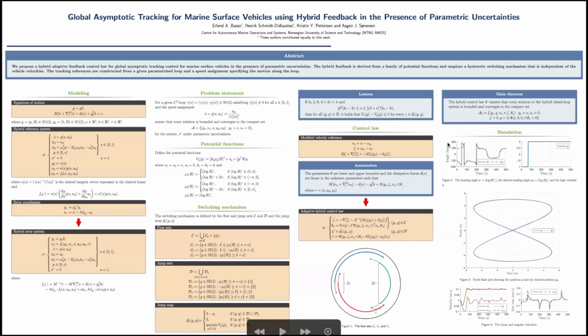Finally, we show some simulation results for a scale model ship with a desired speed of 0.1 meters per second and an ocean current of 0.05 meters per second.